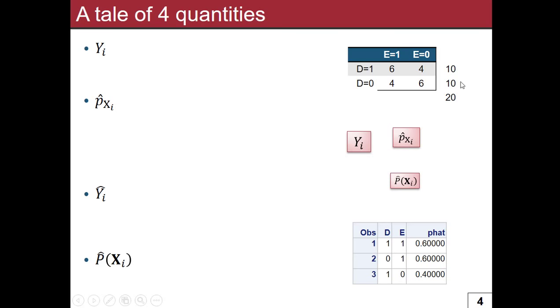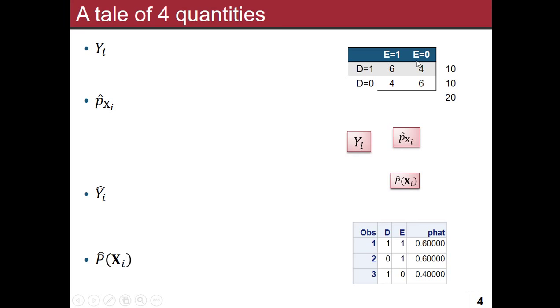Here's a really simple 2x2 table, with exposed on the columns and disease on the rows. Here's just some data: three lines of data. Let's pretend these are people. Here's the disease status, here's the exposed status, and we'll talk about p hat, which is supposed to be here. This is the lines of data view, and this is the 2x2 table view.